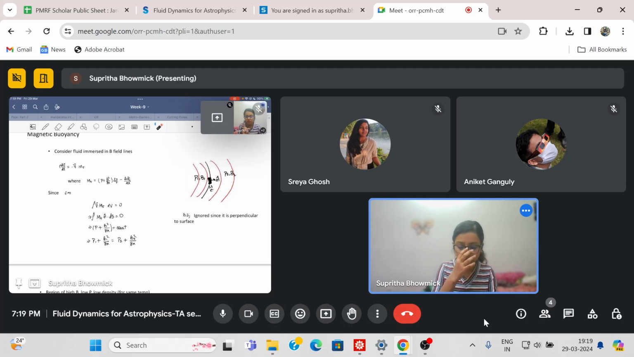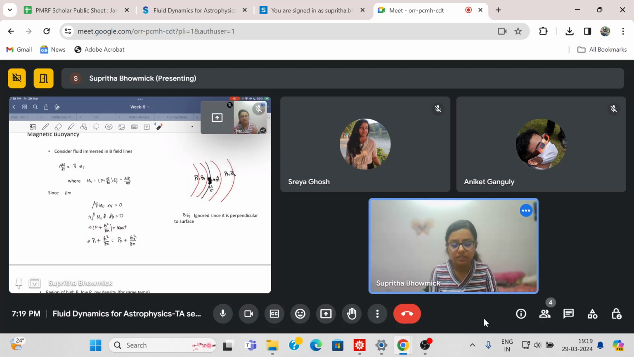Okay. All right. So what are we left with? We're left with this, p plus B squared by 8 pi equals a constant, because we are integrating this over this surface. So we'll have to equate this quantity on this side equal to this side, which gives us this equation.